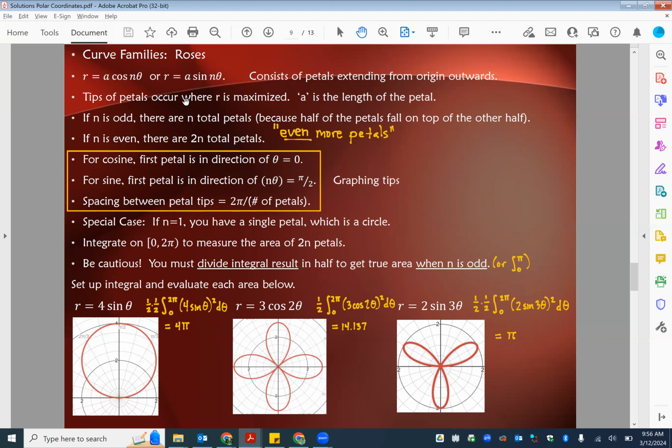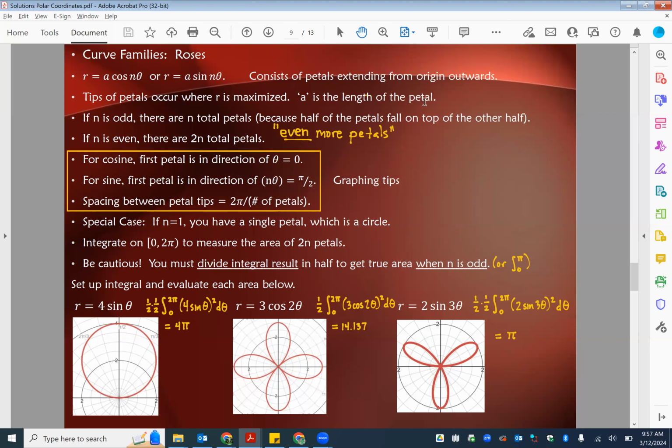The tips of the petals would occur, if you think about it, the petal tips are the points furthest away from the origin, so that would mean they occur when r is maximized. How do you maximize a cosine or sine function? You start thinking about what angles you see cosine or sine maximized at. The coefficient out front, this A multiplier, will correspond to the length of the petal.